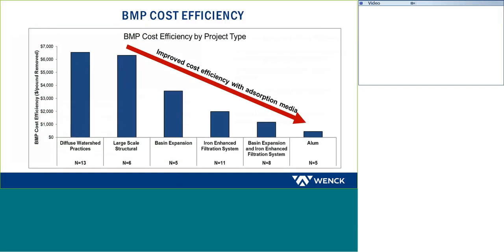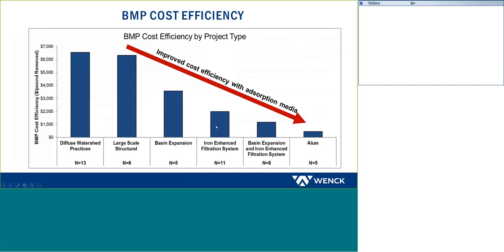So we've been looking at a lot of these types of practices and projects, and what we're finding is that anytime you start to add adsorption media, so these metal hydroxides, something to bind phosphorus and hold it in the system, the cost effectiveness of your BMP increases significantly. So if you look at some of these diffuse watershed practices, we're talking about rain gardens, large structural, new ponds, this is the cost per pound removal. Expanding the basin is about, on average, $3,500 per pound.